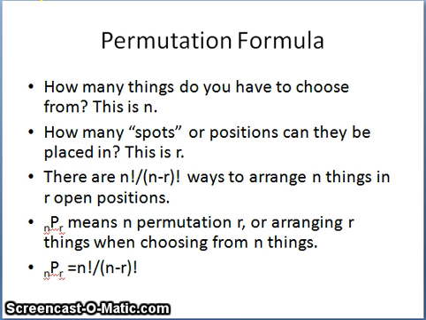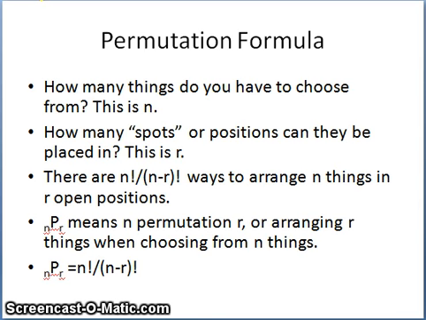Okay, so now the permutation formula, which you might have actually already guessed at, is this. How many things do you have to choose from? This is n. So in the formula, n is how many things you have to choose from. How many spots or positions that they can be placed in is r. So the permutation formula is n factorial divided by n minus r factorial. So there are n factorial divided by n minus r factorial ways to arrange n things in r open positions.